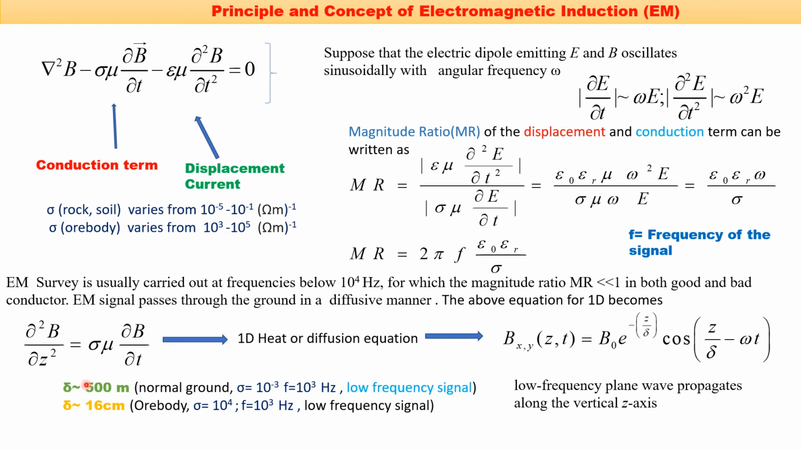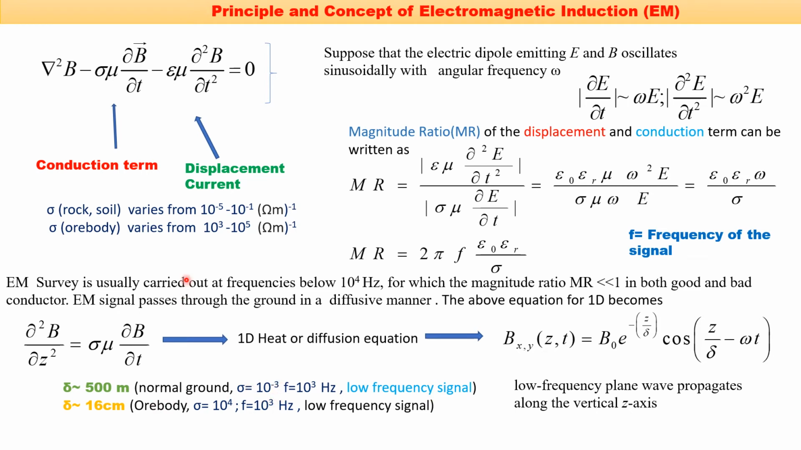Now let's look at some quantitative values. Delta is equal to 500 meters, which is the skin depth for normal ground, for a low frequency signal, and the sigma value is 10 power minus 3 ohm meter inverse.